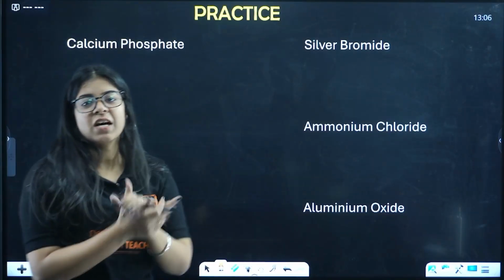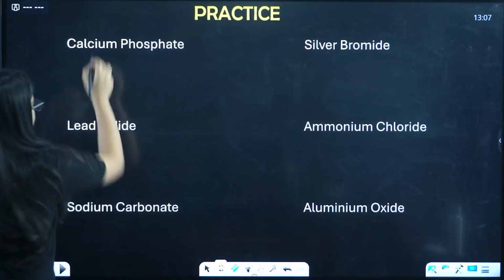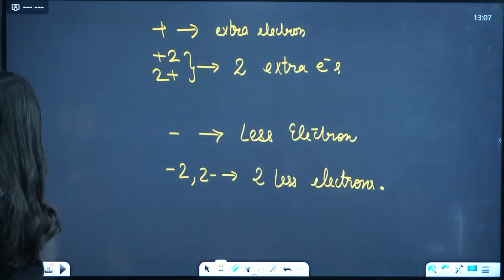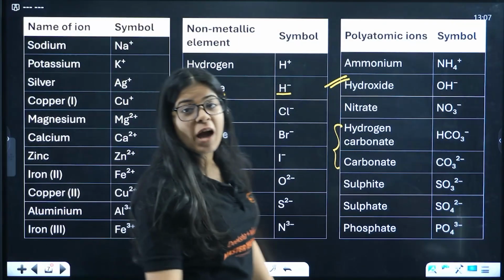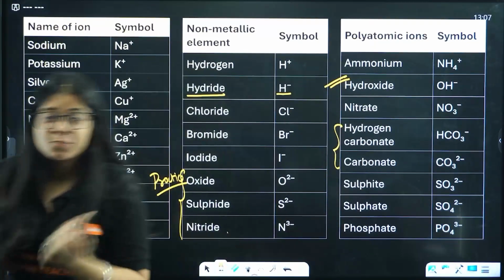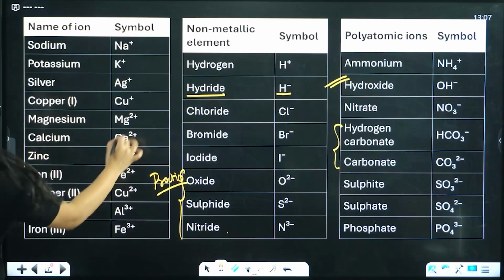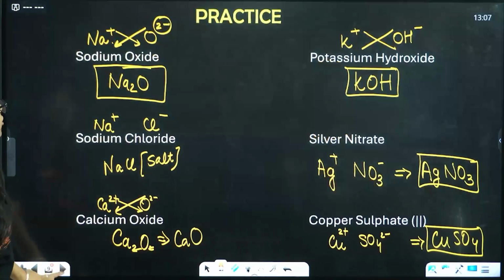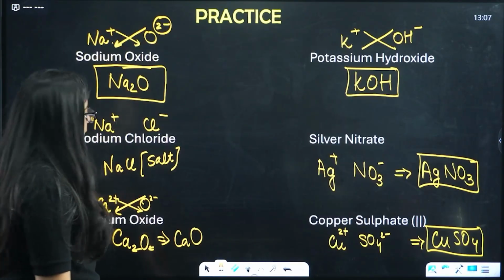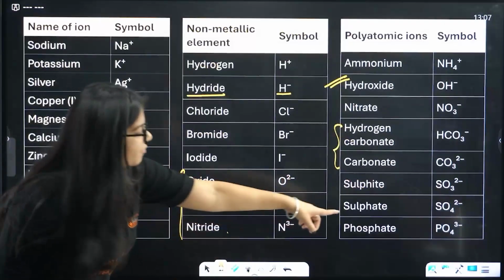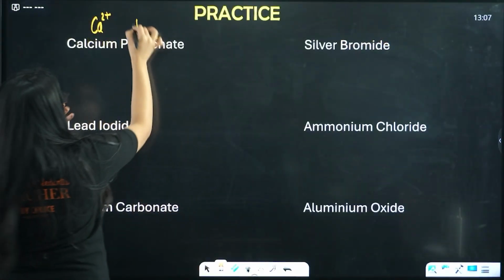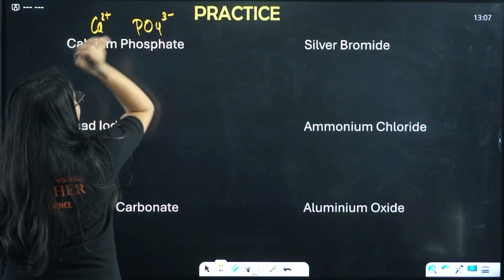Okay, fast. Calcium phosphate. Now calcium, I know, is Ca²⁺. Ma'am, how do you remember? Because ma'am has been studying for 6-7 years now. You have just started studying, so how can you expect to remember all that? Practice. Calcium is simply plus 2. Phosphate was what? PO₄³⁻. You can remember it by doing practice. PO₄³⁻.